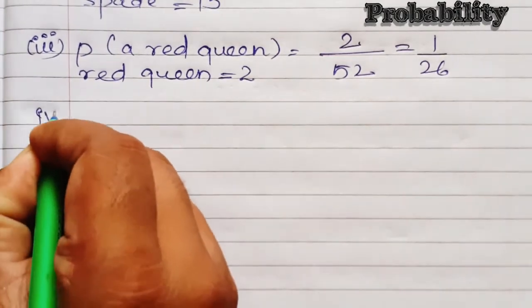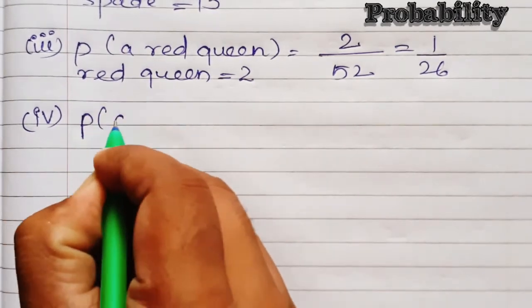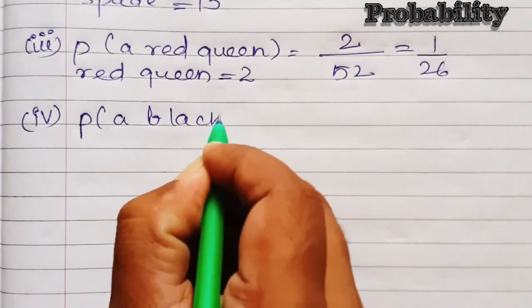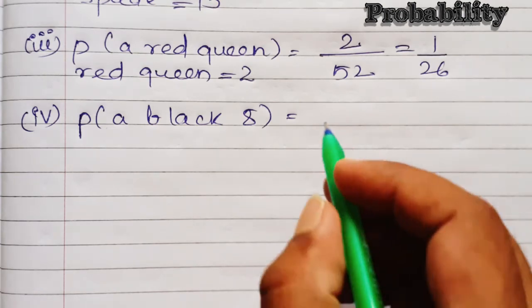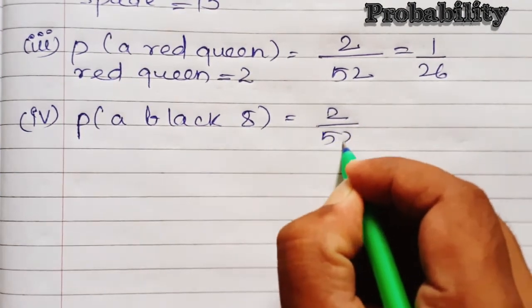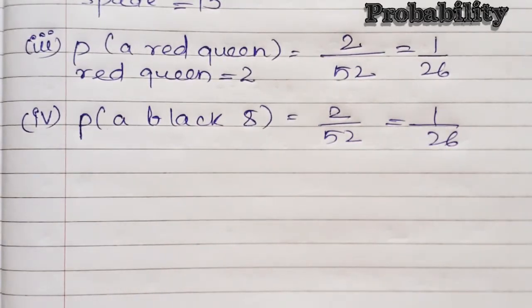Now next is the fourth part. What is the fourth one? That is a black 8. Probability of a black color 8. Only 8. It is number 8. So if you look at the cards, 8 will be 4 because each shape will be having an 8. But black color are only 2, so it will be 2 by 52. Your answer will be 1 upon 26. So these are the questions based on cards.